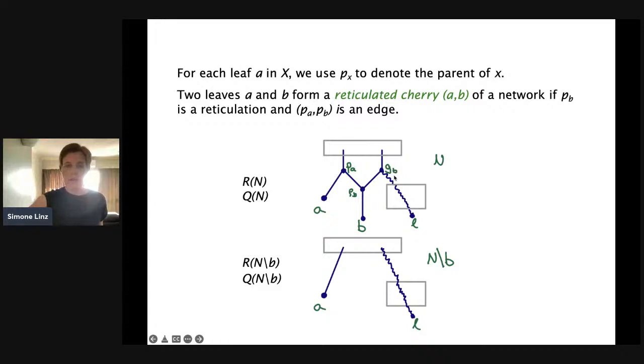Okay, so in this case, whenever we have a reticulated cherry AB, then we do, again, a reduction, and the reduction deletes B. So we delete B and PB, and then we also delete the edge PA to PB to obtain this network whose leaf set is X minus B. And as in the previous case, we can obtain the set of triplets and quads quite easily from the set of triplets and quads of N by just deleting every triple and quad that contains B. So this is the first ingredient.